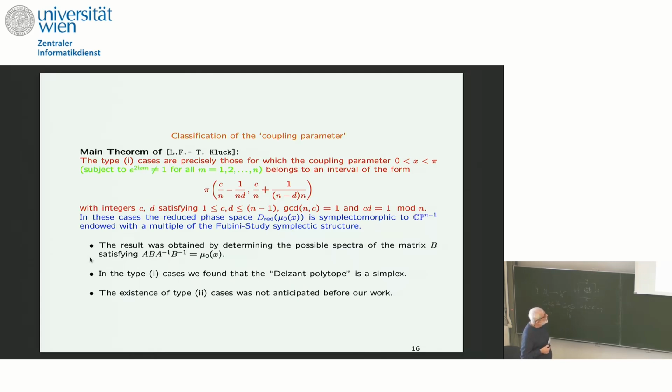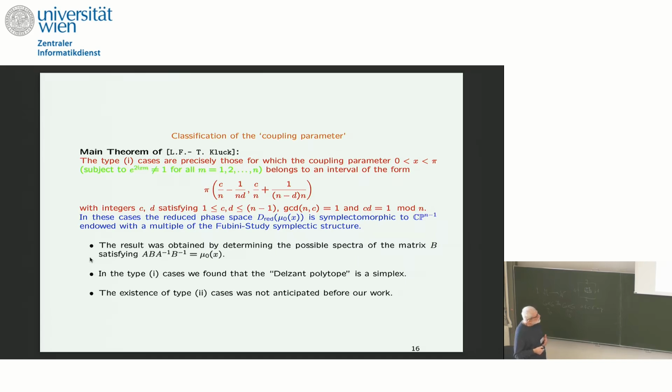So let's suppose that the type 1 case is when everything is regular. Type 1 values of the parameter x. So what are those values? Let's suppose that we take two integers between 1 and n minus 1, in such a way that they are relatively prime to n, so that the greatest common divisor is 1, and the product c times d is 1 modulo n. So if c is such that d exists uniquely.